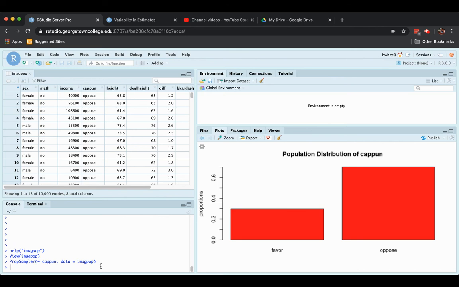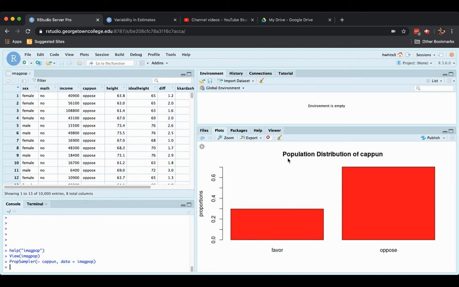Alrighty. So what we have to start off is just a little bar graph that shows us what's going on in that population. The height of each bar is the proportion of people who have the given attitude. The height for the favor bar, favoring capital punishment, is actually 0.298 exactly. So 29.8% of the population favors capital punishment. And the rest oppose capital punishment.